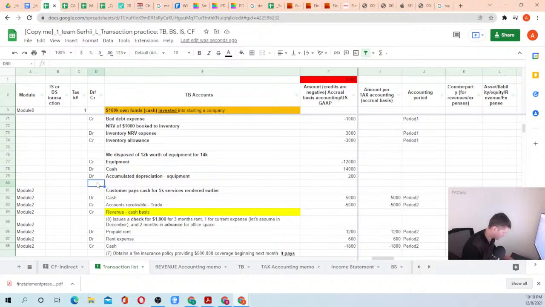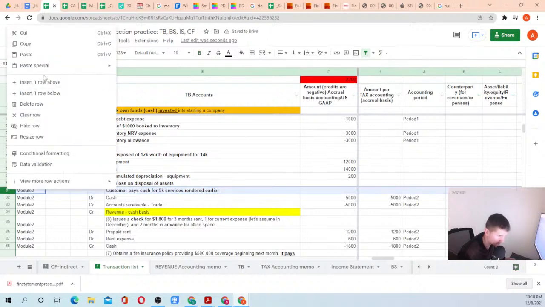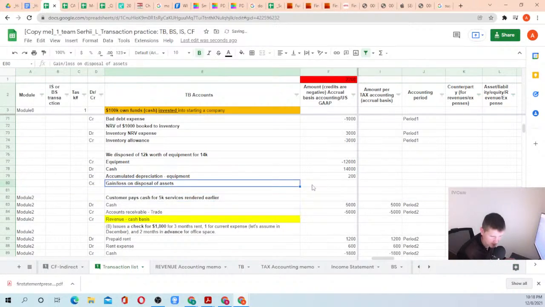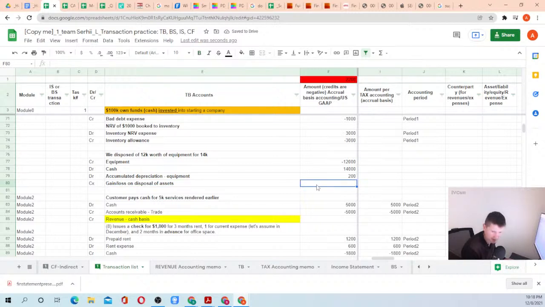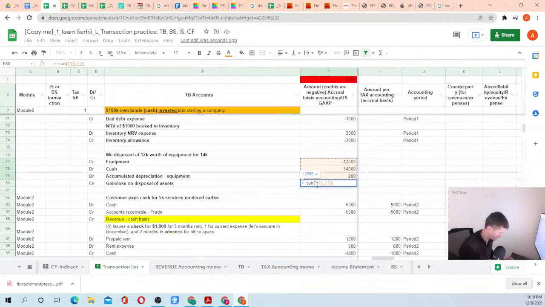And the last step will be to recognize gain or loss on disposal of assets. And that will be just the balancing number for all of that. Let's try to calculate it this way. Okay, we earned $2,200 on that disposal.